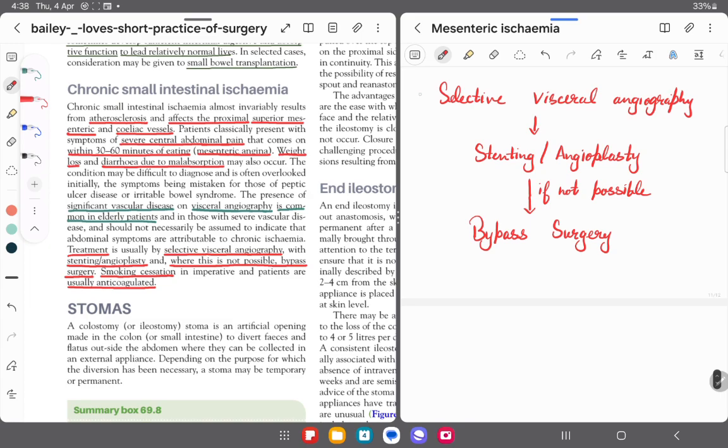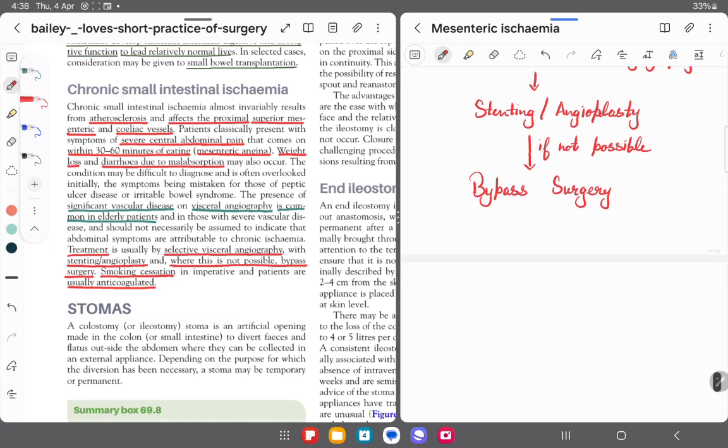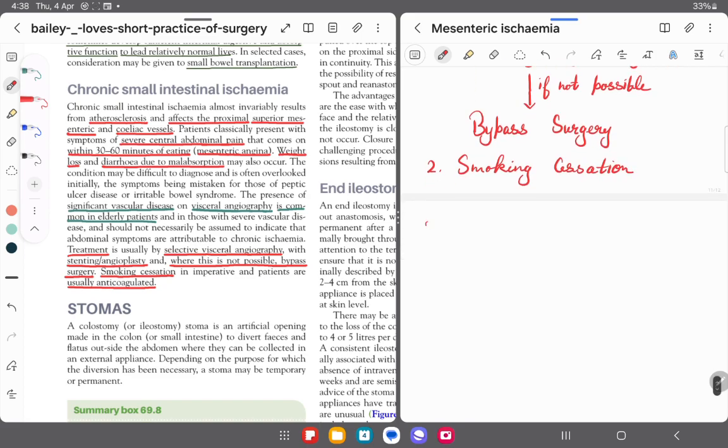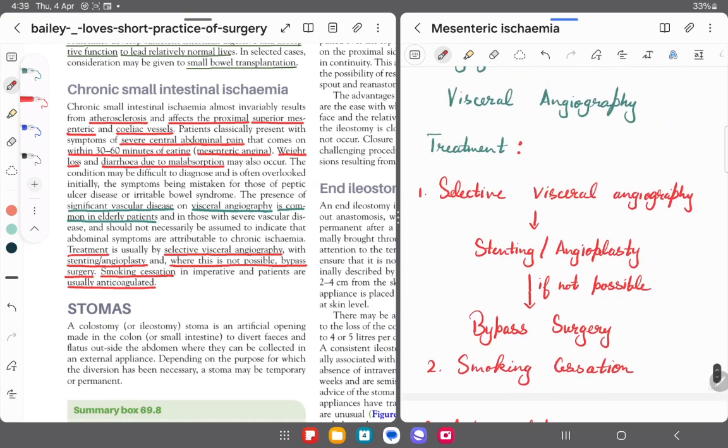And this is number 1. Number 2 is smoking cessation. And number 3 is anticoagulation. So this is the treatment.